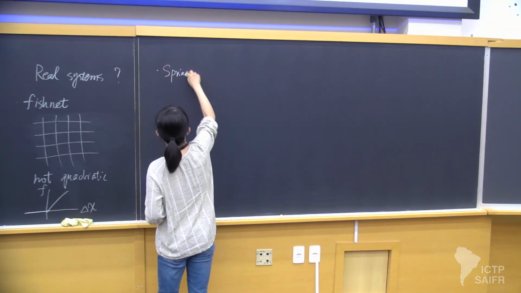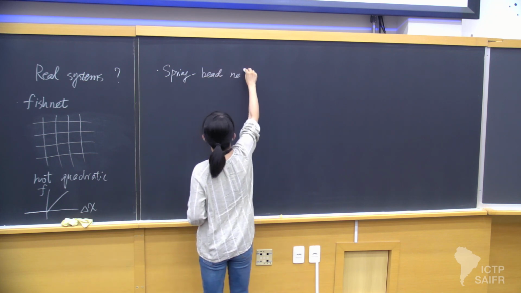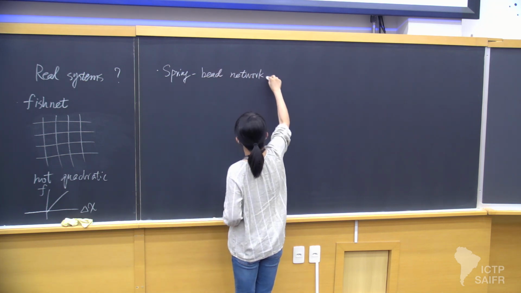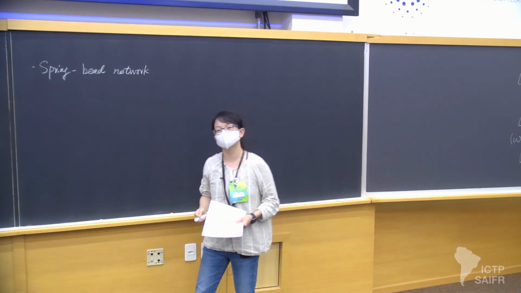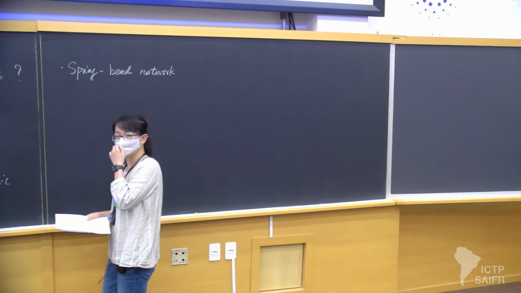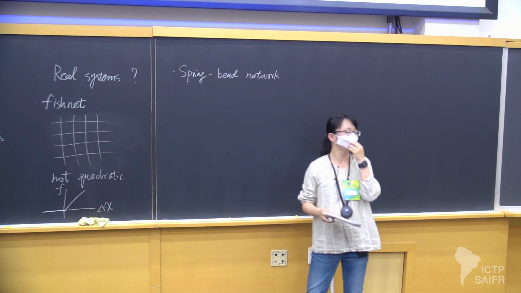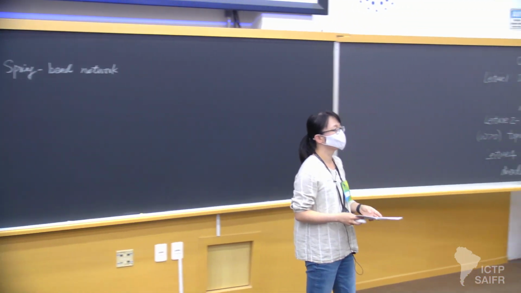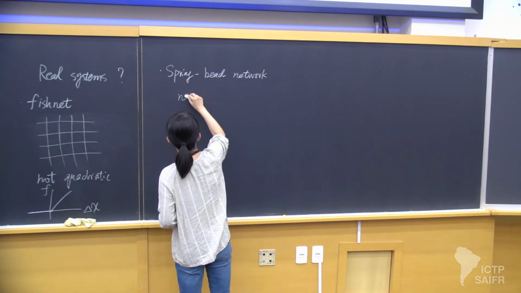Spring bead network. So even for this, can you think of a way when this does not work? What would make it not work? Nonlinear springs, okay. So nonlinear.